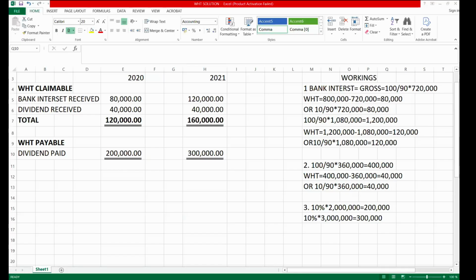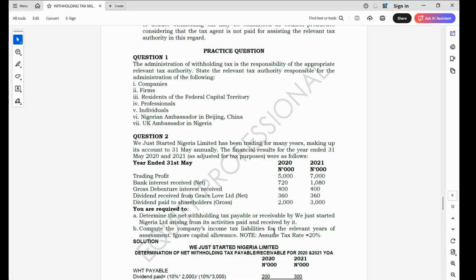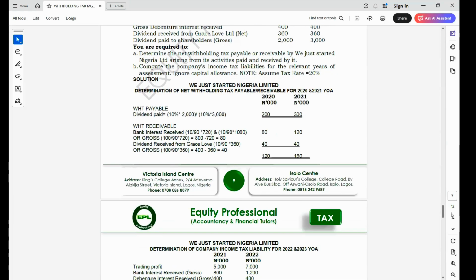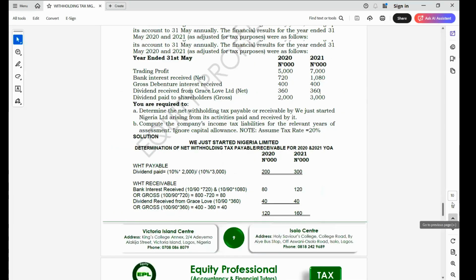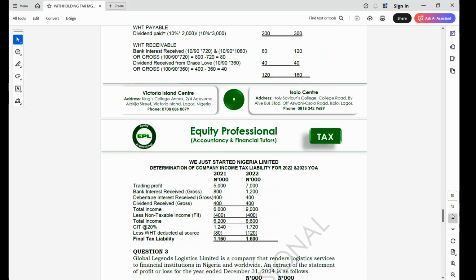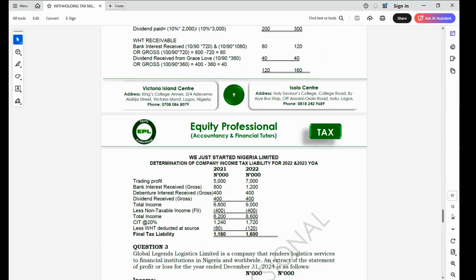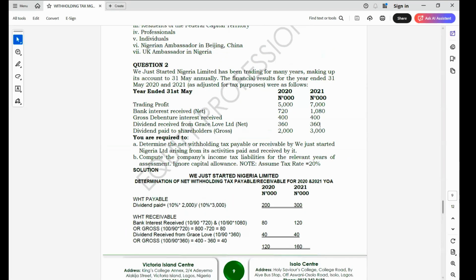That is not the only thing the question asks us. The question proceeds further to ask for B: compute the company income tax liability for the relevant year of assessment. Assume tax rate to be 20%. In computing that, you also have the name of the company. Very important. I told you we just started.